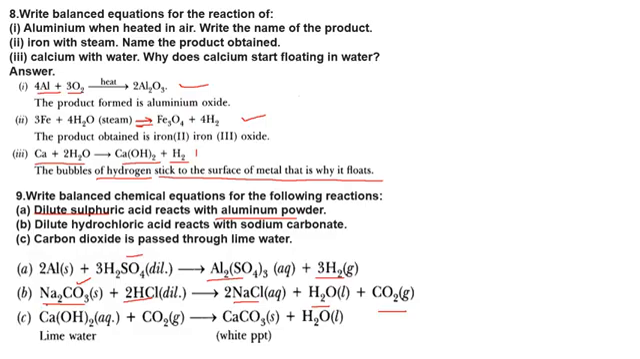Carbon dioxide is passed through lime water. Now what is lime water? That is slaked lime, that is calcium hydroxide, and carbon dioxide. What is forming? Calcium carbonate forms, which is a white precipitate, and due to this white precipitate you find that it is getting milky, and water is also formed. Then you have to balance the reaction.